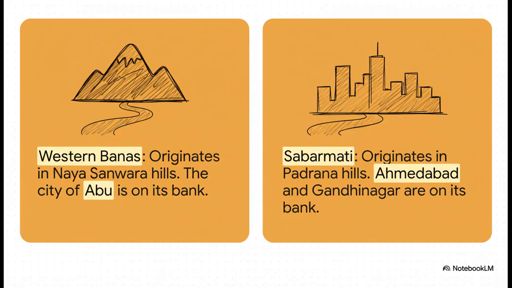To round out the Arabian Sea system, we've got two last rivers, the Western Banas and the Sabarmati. What's interesting is that both of them start in Rajasthan, but they actually spend most of their time flowing through Gujarat. The main thing to remember here is to connect them to the big cities on their banks. Abu is on the Western Banas, while Ahmedabad and the capital, Gandhinagar, are on the Sabarmati.